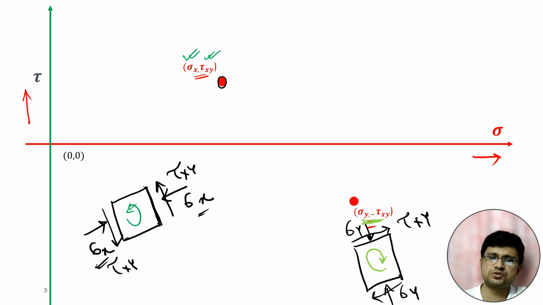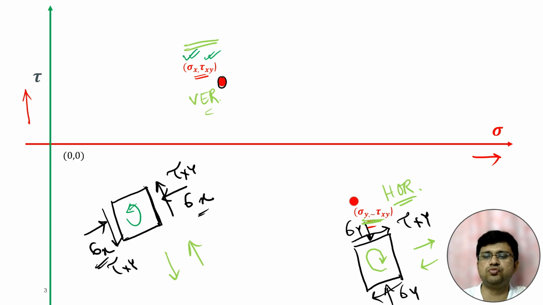One is sigma x, plus tau xy. Sigma x is positive because it is compressive, and tau xy is positive because this set of shear stress is creating anti-clockwise movement. For the horizontal plane, sigma y is positive because it is compressive, but tau xy is creating clockwise movement, so it will be negative. So the second point is sigma y, minus tau xy. So these are the 2 points: one corresponding to sigma x is for the vertical plane, and this is for the horizontal plane. These two are the stresses.